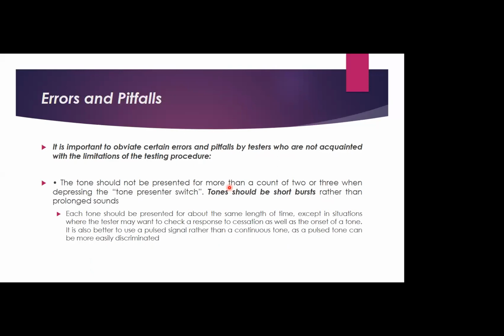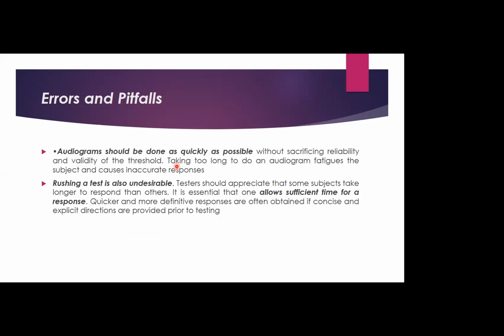So in order to avoid some errors while conducting the air conduction and bone conduction, there are some pitfalls which we always need to take care of so as to give authentic hearing thresholds for air conduction as well as bone conduction. So first is that tones should never be presented in a prolonged manner. They should be in short bursts, say for 1 to 2 seconds, average 1.5 seconds. Then the audiogram should be done as quickly as possible, but not hurriedly so as to compromise the accuracy of the procedure. We should allow sufficient time to the patients, depending upon their age, for giving appropriate responses.